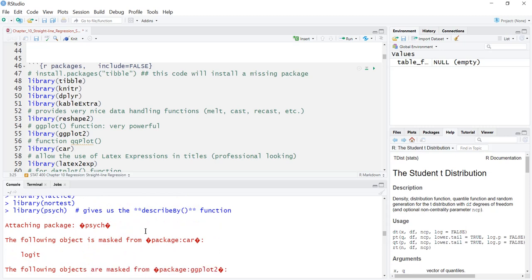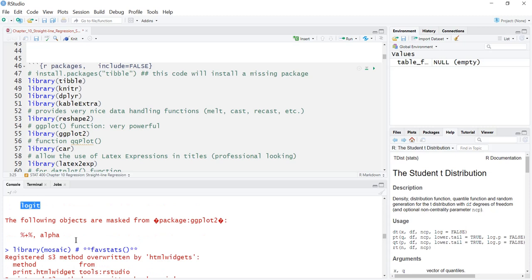See, we're attaching psych, and then it's saying the following is masked. In other words, if you call this logic function, you will not get the base logic function. You're going to get the one from the psych package. So if you want the one from the car package, you're going to have to specify that by saying car::logic, and then using the function.